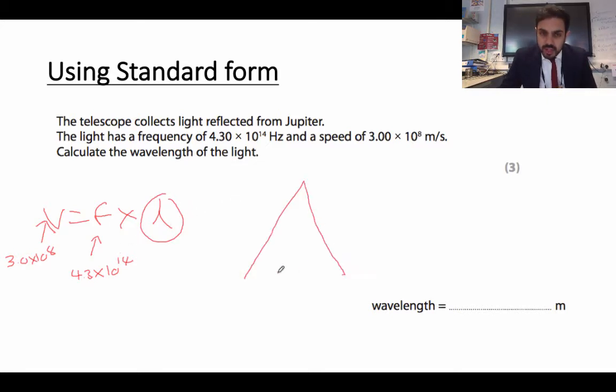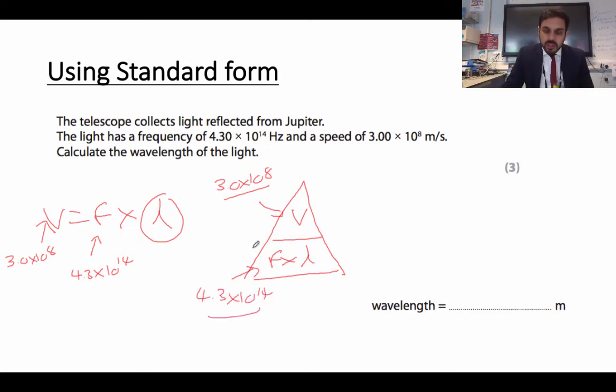Let's put that into a triangle. V, the two ones, your times at the bottom. Yep, I've been asked to work out this one. How do you work it out? It's wave speed, so 3.0 times 10 to the 8 divided by the frequency, which is 4.3 times 10 to the 14. Now these numbers. First thing, actually, I haven't mentioned, is that's in hertz, that's in meters per second. Don't need to change anything.